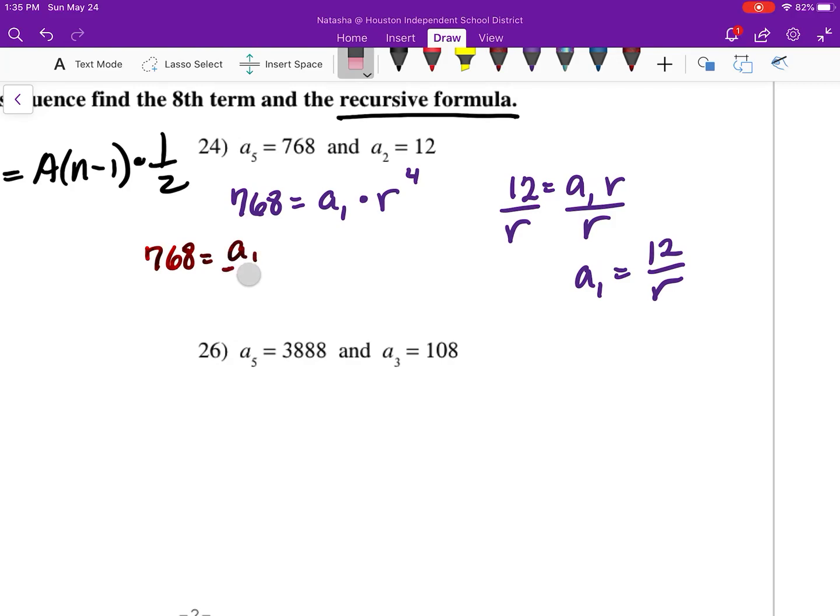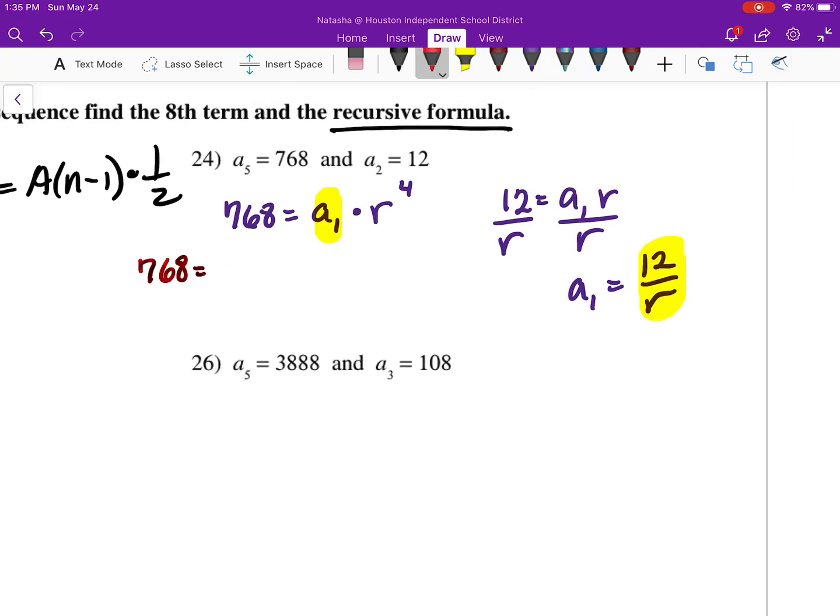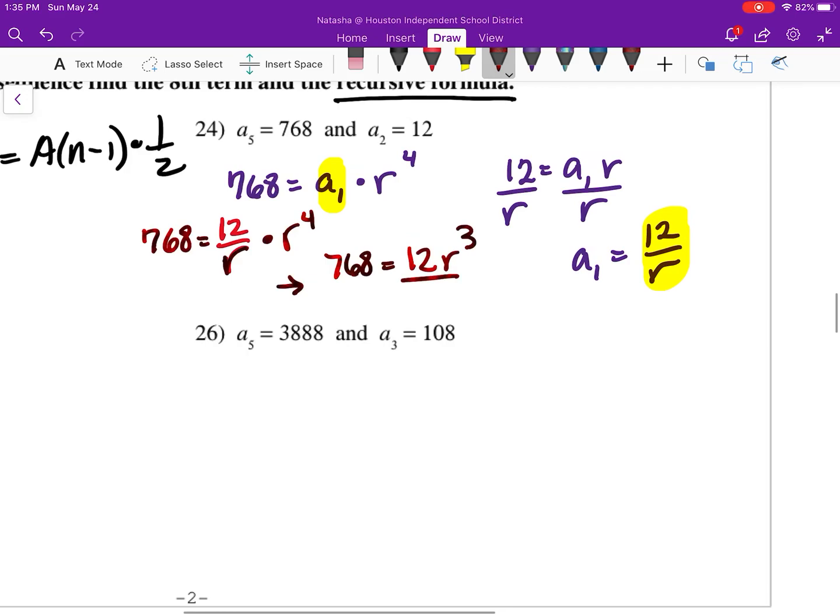So this is going to be 768 is equal to a sub 1. We're going to substitute that in for a sub 1. So this is going to be 12 over r times r to the fourth. Now, this is just like dividing exponents. So that's going to be 4 minus 1, which is going to give me 3. So this is going to become 768 is equal to 12 r to the third power.